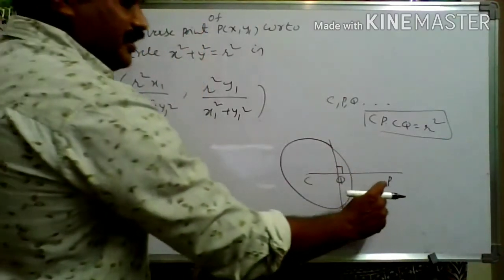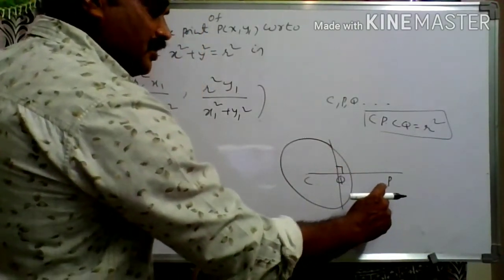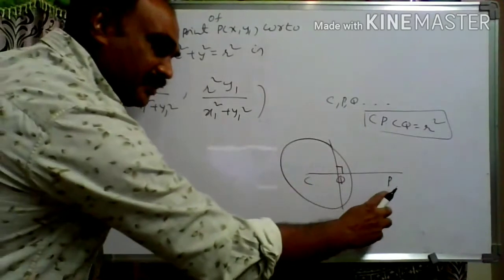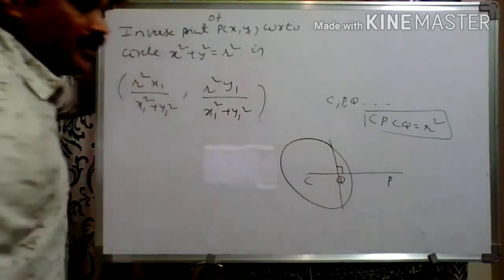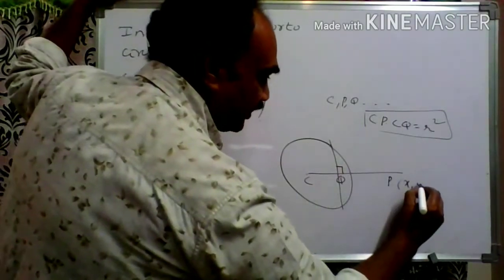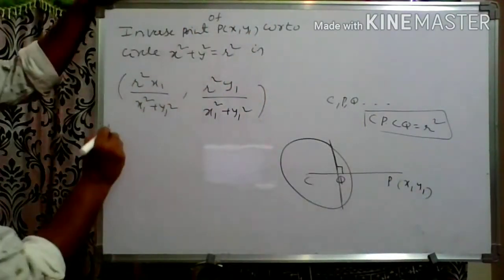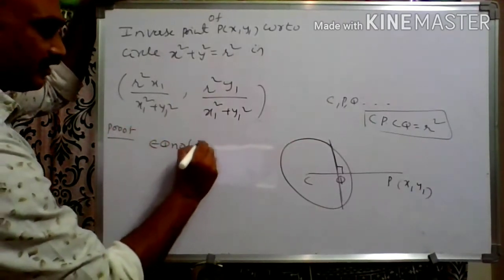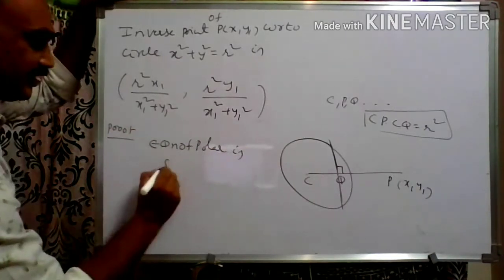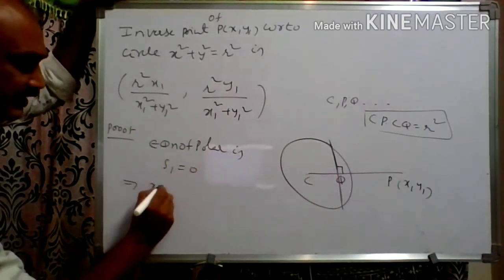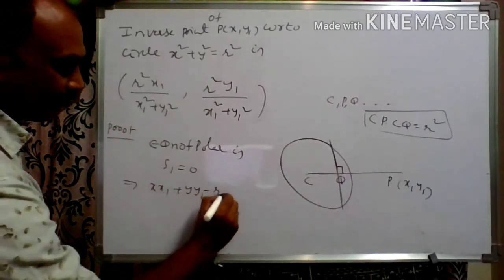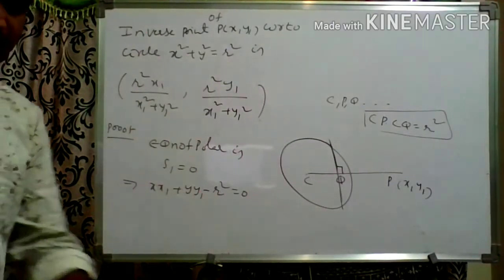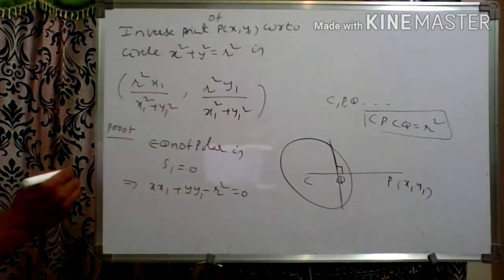Students, inverse point of P is the foot of the perpendicular from center to polar of P. Here the point is (x1, y1). First calculate the polar. Equation of polar is S1 is equal to 0. Students, what is S1? x1 x plus y1 y minus r square is equal to 0. That is the equation of polar.